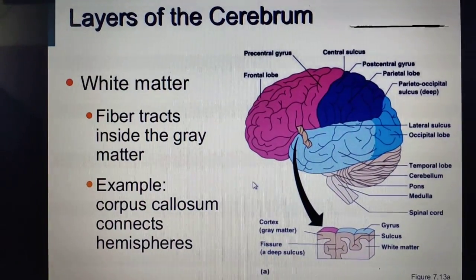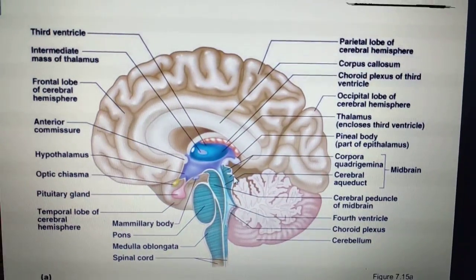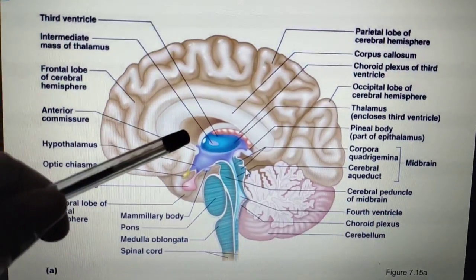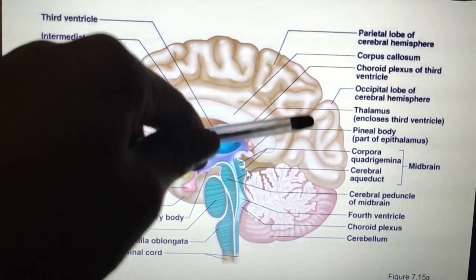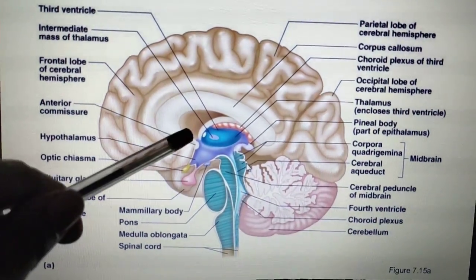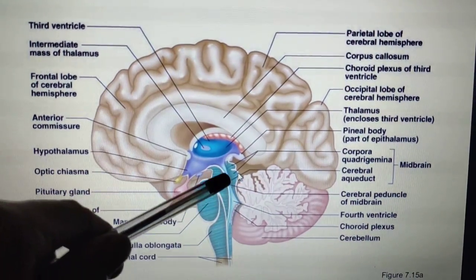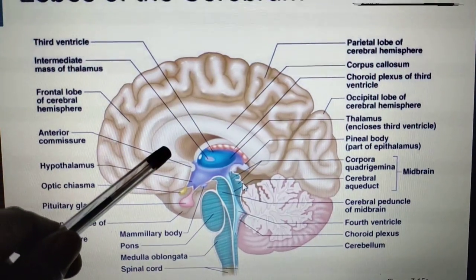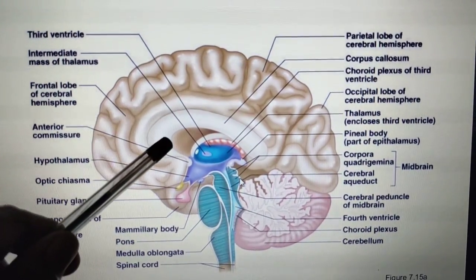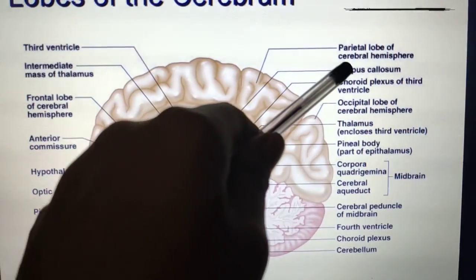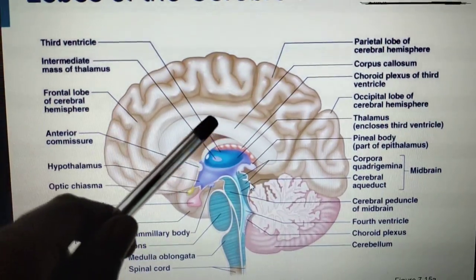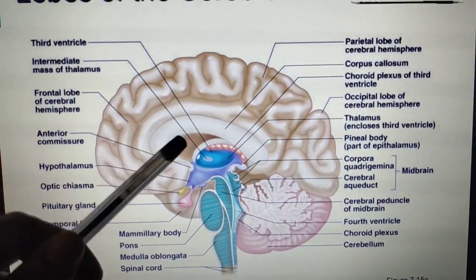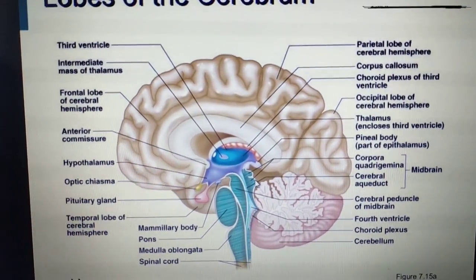I will show you once again. The cerebrum consists of two layers, the gray matter and the white matter. This outer layer we call the gray matter, and the inner layer we call the white matter. Usually we can say the white matter is the corpus callosum. What is this? Corpus callosum. This corpus callosum mainly connects the two lobes, the two hemispheres.